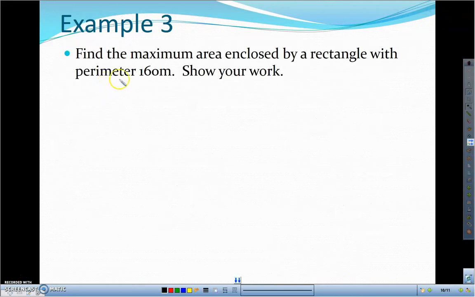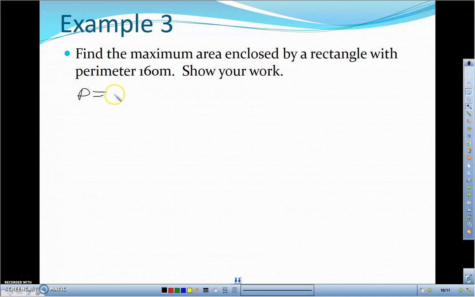This is our third and final question for this, and it's going to have to be quick. We may not even get to the point where we solve it. But find the maximum area enclosed by a rectangle with a perimeter of 160 meters. I don't know why my pen is doing that. I think the hardest part of this is setting up the equations.